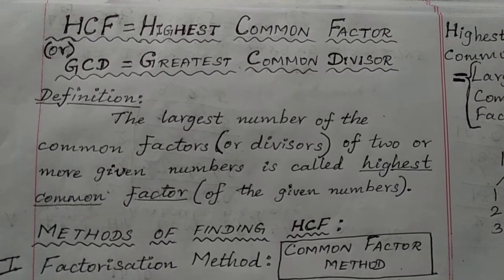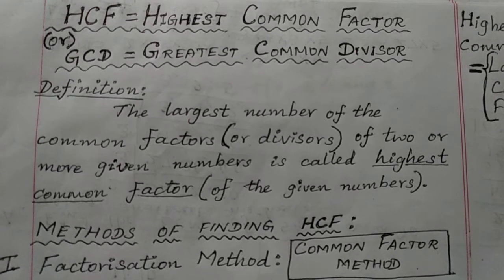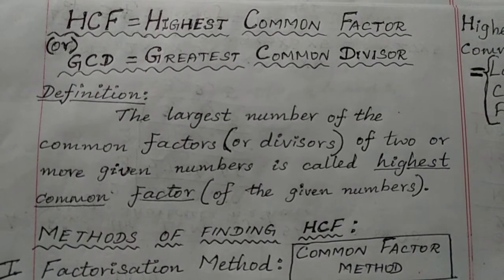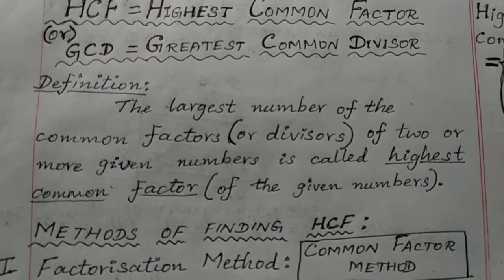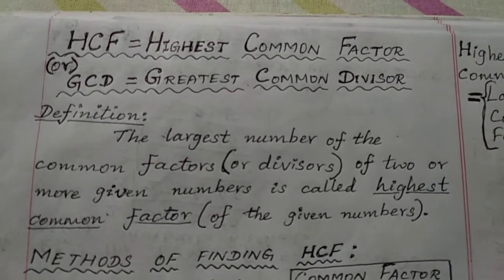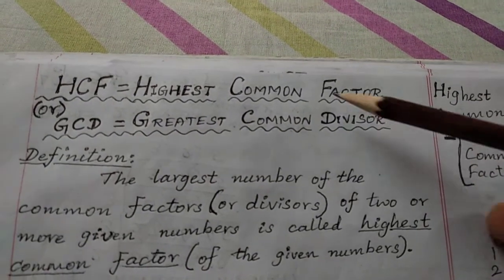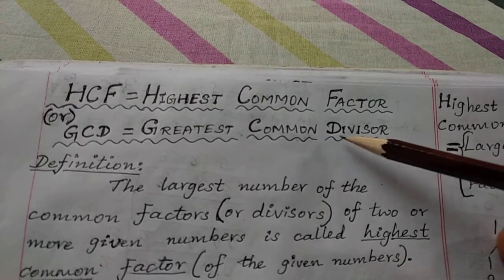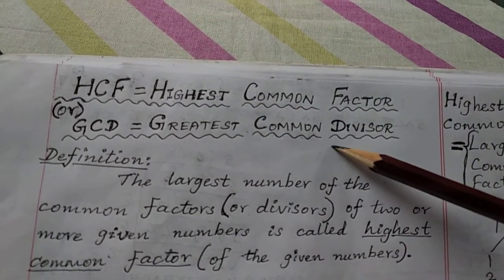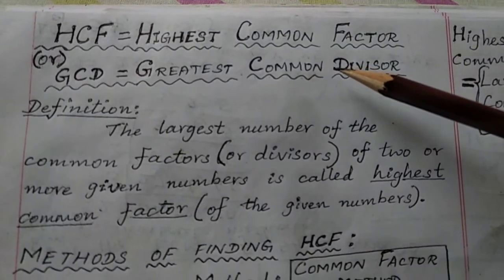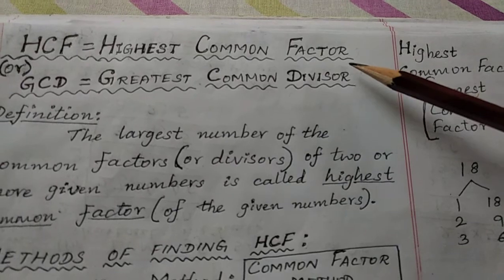In this video, we are going to learn about HCF, the highest common factor, or GCD, greatest common divisor. We know very well that a factor is nothing but a divisor. So common factor is equal to common divisor. Highest common factor and greatest common divisor are not different. They are the same only. Okay. We know what is a factor.